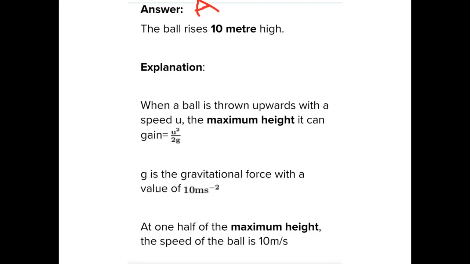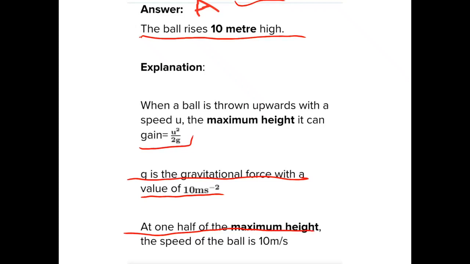The answer for question number 13 is 10 meter height. Option A is the correct answer. The ball rises 10 meter height. When a ball is thrown upwards with a speed u, the maximum height is given by u square by 2g. You know the formula for maximum height. g is the acceleration due to gravity with a value of 10 meter per second square, as given in the problem. So at one half of the maximum height, the speed of the ball is 10 meter per second.